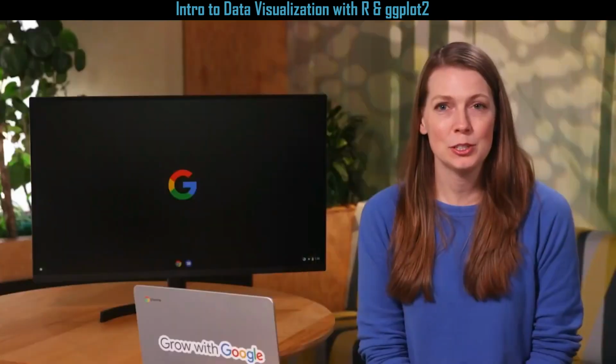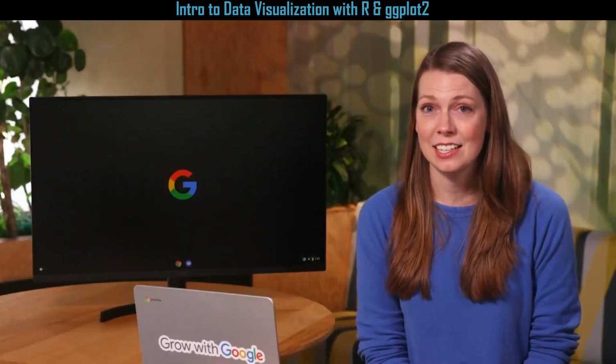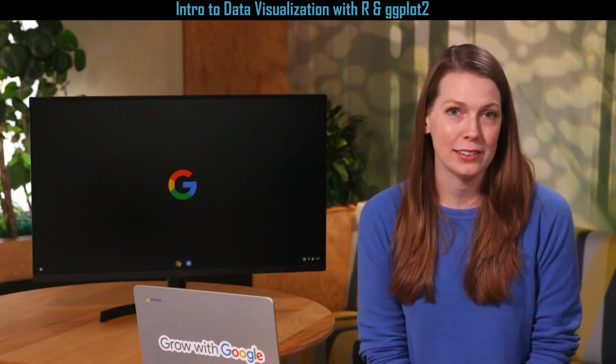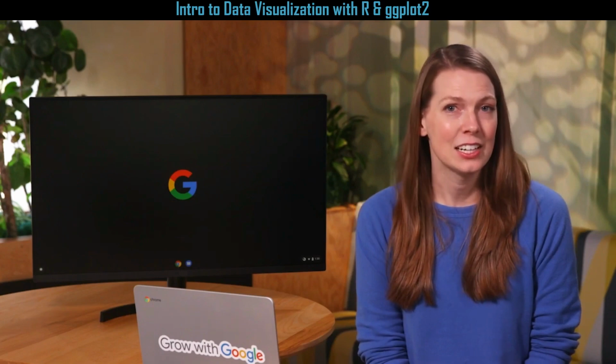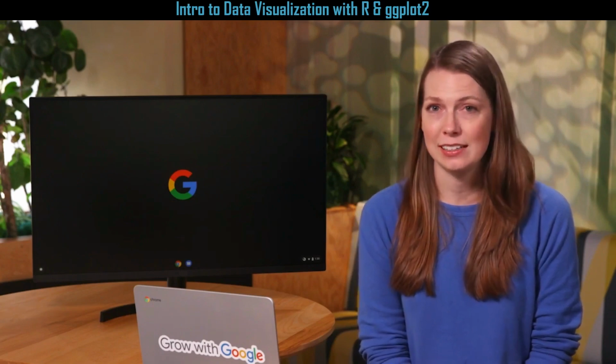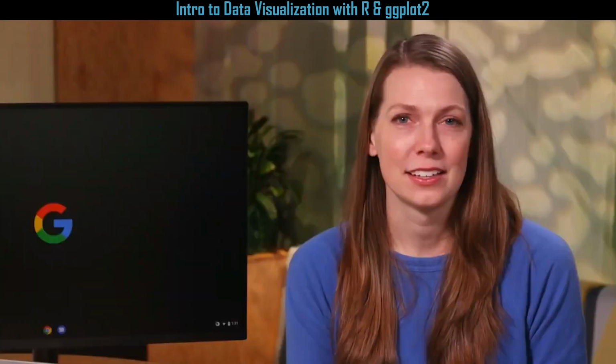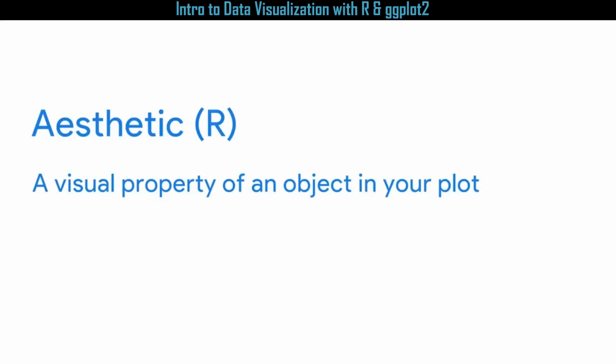In this video, you'll learn how to change the aesthetics of your visuals, which can help you present your data in a more compelling way. With aesthetics, you can highlight key points in your data and communicate more clearly and effectively with your stakeholders. Earlier, we learned that an aesthetic is a visual property of an object in your plot.